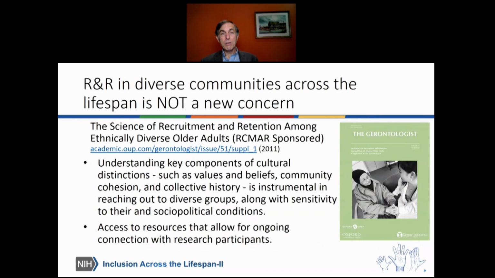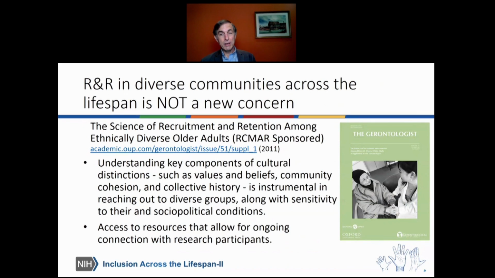So recruitment and retention of diverse communities across the lifespan is actually not a new concern. This has been one of the cores in the Resource Centers for Minority Aging Research, RCMAR program, since it was started in 1998. So it's been around for a long time. A lot of the faculty have done research in this area.